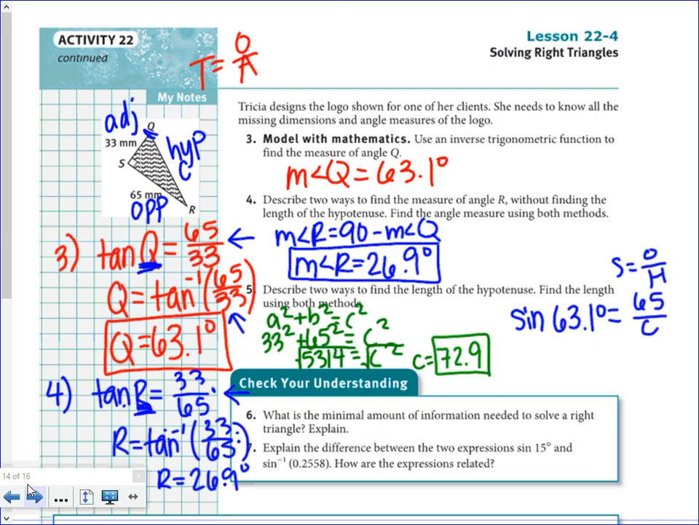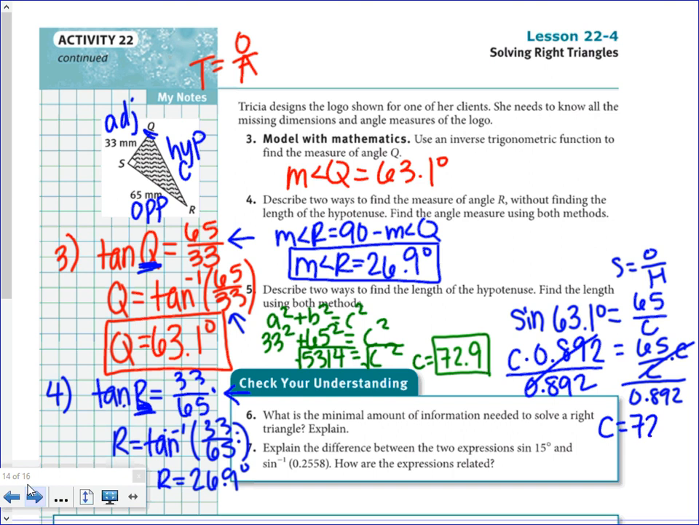So then we evaluate. Sine of 63.1 is 0.892. And then you multiply by C. And then you're going to divide by the 0.892. So 65 divided by 0.892 is 72.86, which rounds to 72.9. So that's one of the methods.